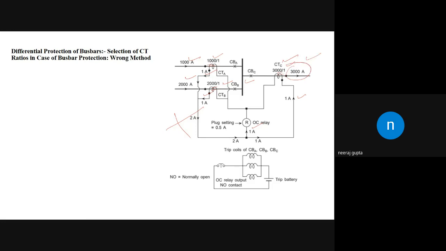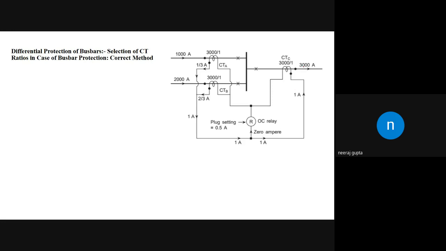So we choose the maximum value of the current, and this maximum that we can take as a ratio of the maximum current value and the maximum value of the CT. We can take that as 3000 is to 1. With 3000 is to 1, the current is coming out to be 1 by 3, 2 by 3, and here we have 1 ampere, and finally we are getting the 0.